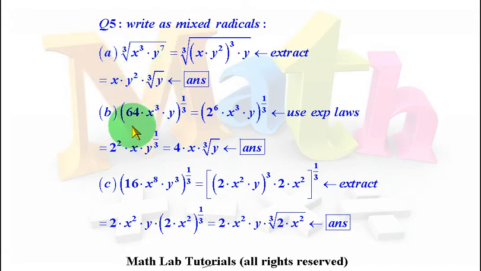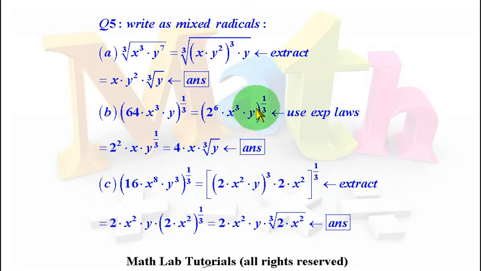So now we're going to be doing the same sort of thing, but using rational exponents. We have bracket 64 x to the power 3 dot y, and it's all to the power 1/3, which you know means cube root. So the whole idea over here is to rewrite 64 as 2 to the power 6. X cubed is good to go, and the y. And now we can use exponent laws right across. So no problem at all.